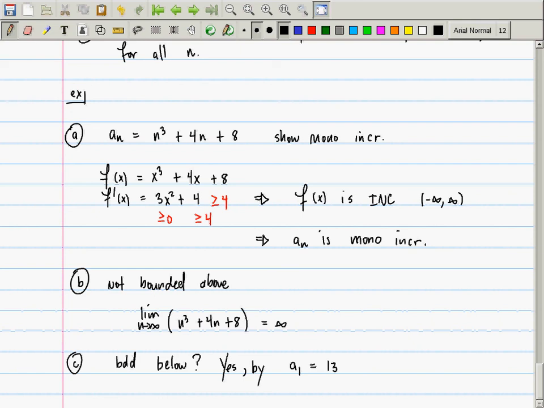So now I have a question for you. We showed that the sequence is monotone increasing and bounded below. So what can we conclude?